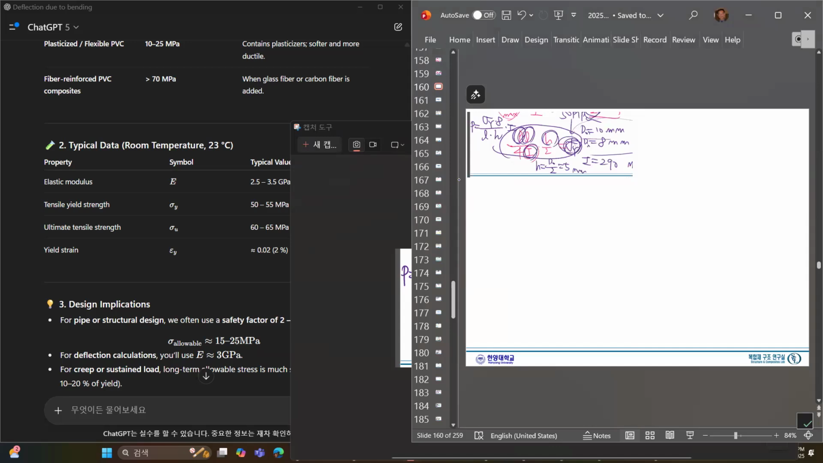P equals sigma Y. What is that sigma Y? 50 megapascal, times 8, times... what is L? What was L? 20, oh sorry, 200 millimeter. And what was H? H was half of the pen, so H will be 10 millimeter, right?